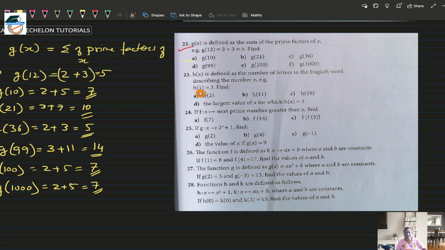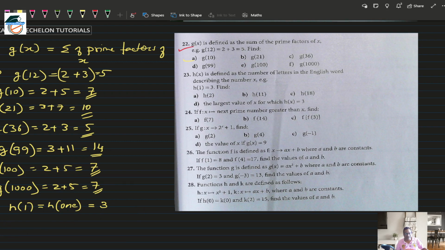So suppose this is h of 1, right? The example is given here: h of 1. Now h of 1 means what? This 1 you have to write in English as a word, only ONE. Now this English word is made up of 3 letters, 1, 2, and 3, and that is why h of 1 is taken as 3. So this example explains how this function works.